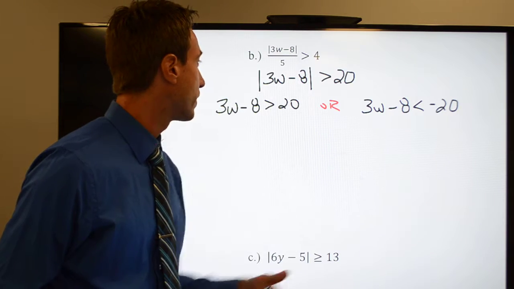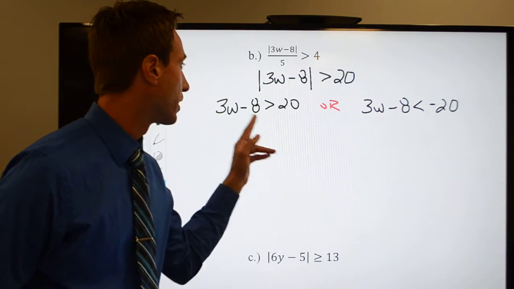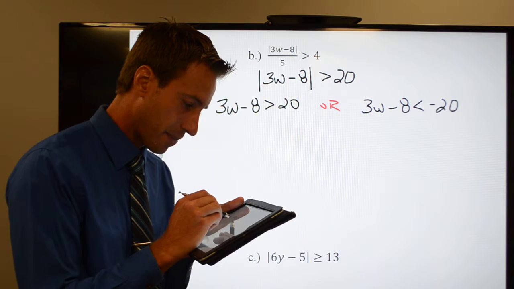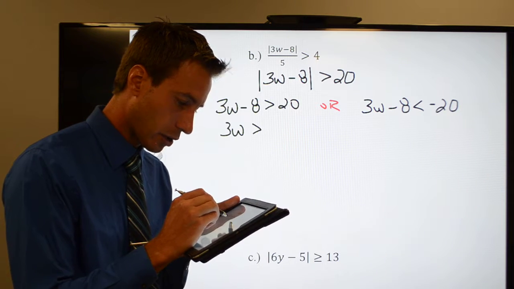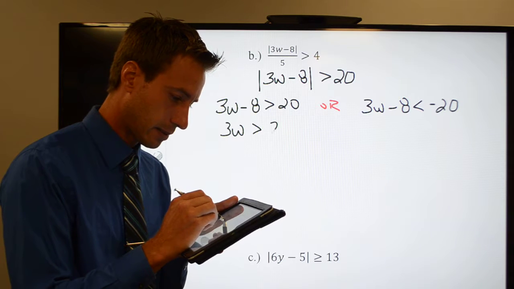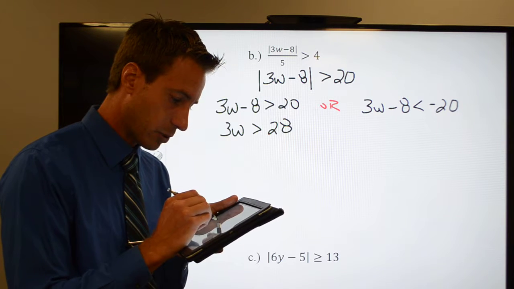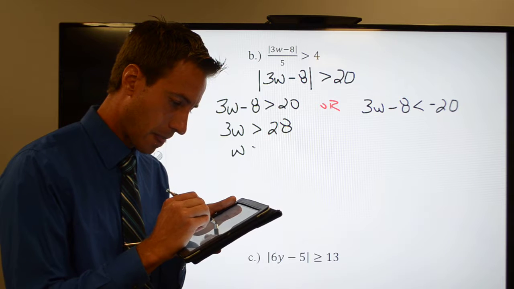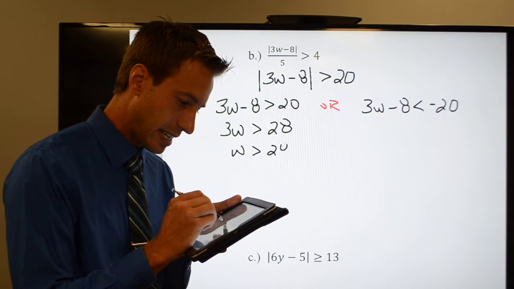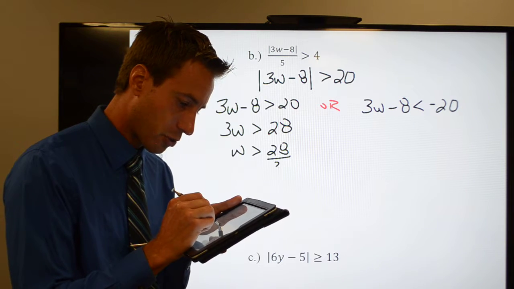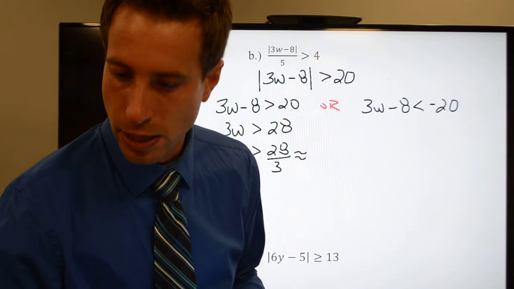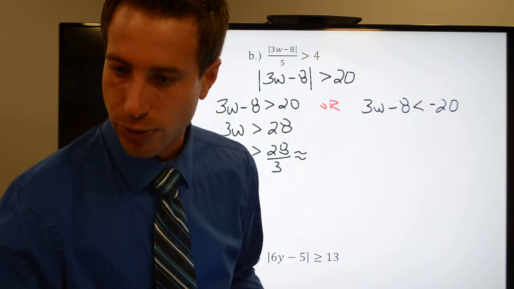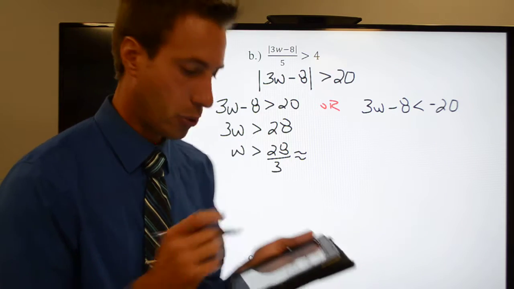All right, so here we go. We've got to solve for each of these individually. Let's start with this one. We'll add the 8 to the other side. So 3w is greater than 28. Divide both sides by 3. 28 is not evenly divisible by 3, so let's figure out what that is approximately. 28 divided by 3 should be 9.3.